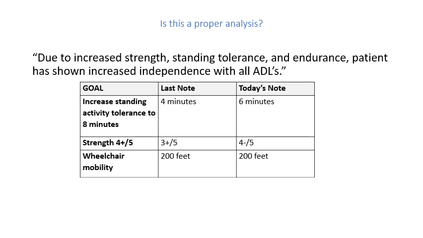So the first goal that related roughly to this statement was this goal: increase standing activity tolerance to 8 minutes. Now, I have another video that discusses the fact that activity tolerance means absolutely nothing. And therefore, this is not a good goal, and it really has no place on the plan of care. Just because the patient stood 4 minutes on the last note and 6 minutes today could mean the patient just got bored and decided to sit down, and that was all they wanted to do last time, and now they're just standing a little longer because they're more engaged.